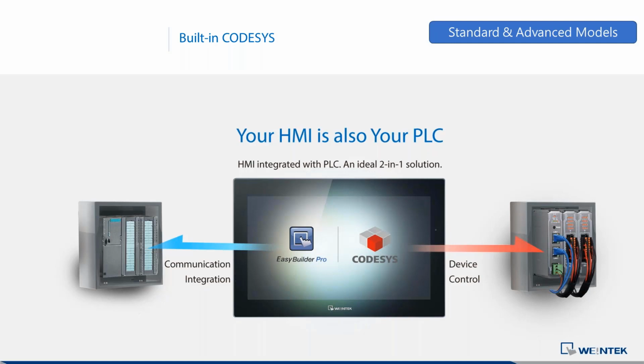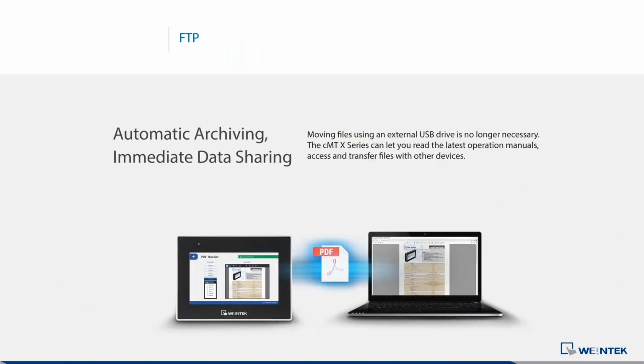So on cMTX, it can run both HMI and CODESYS programs faster and smoother. All right, so this is about the built-in CODESYS here. Now on the cMTX series, you can use FTP to exchange files here. You just need to set up an FTP server on your PC, and you will be able to upload and download files to the HMI by using FTP.